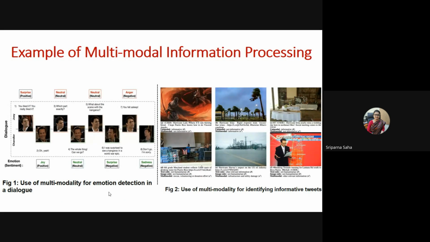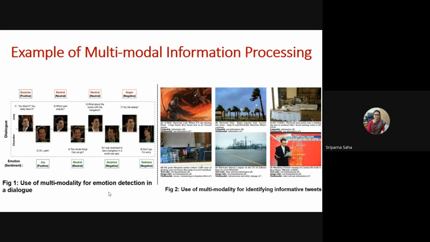multimodal information processing is getting very popular in natural language processing, because in natural language processing there are several tasks, like emotion and sentiment analysis, summarization, complaint mining, dialogue systems, where we need to have multiple modalities, like at least two modalities, like image plus text, to express the user. For example, we can use multimodality for emotion detection in a dialogue, like what the user is trying to say.